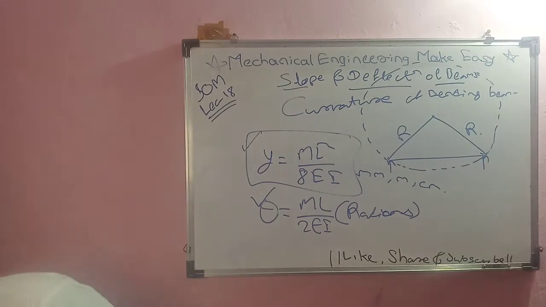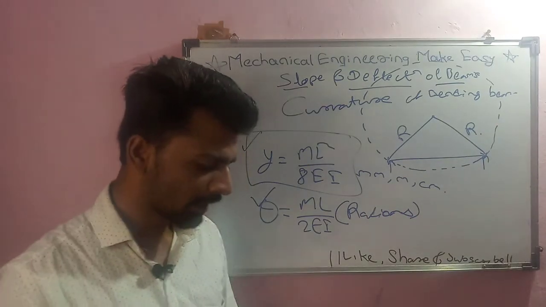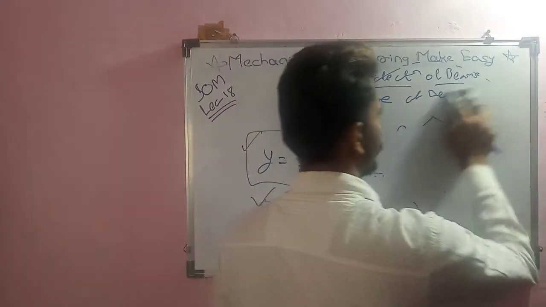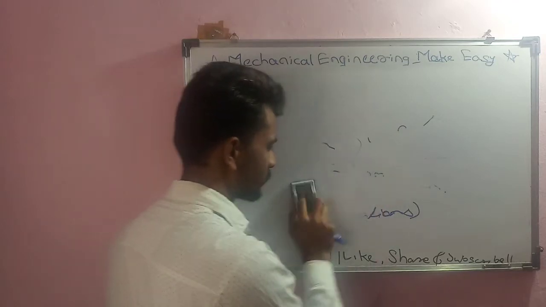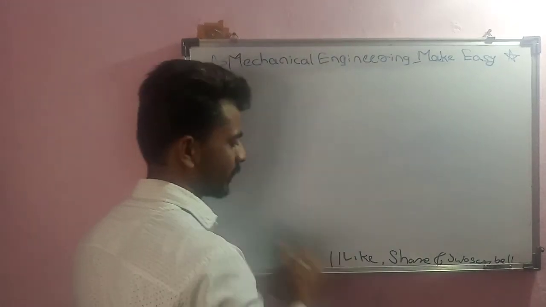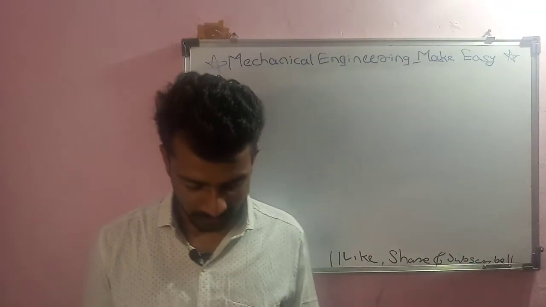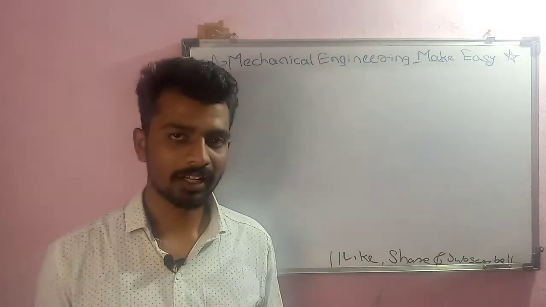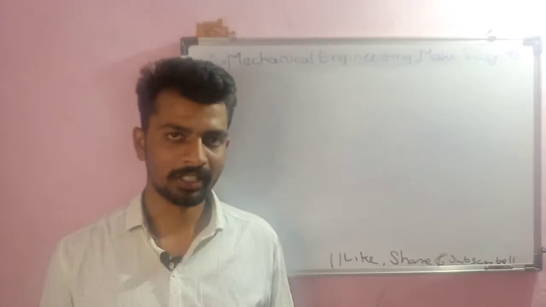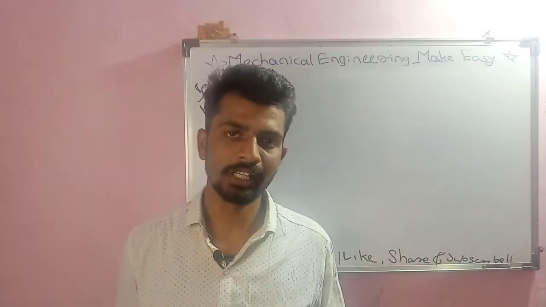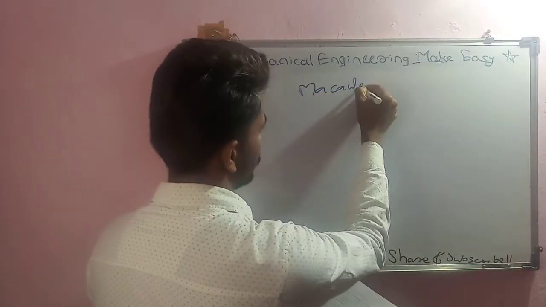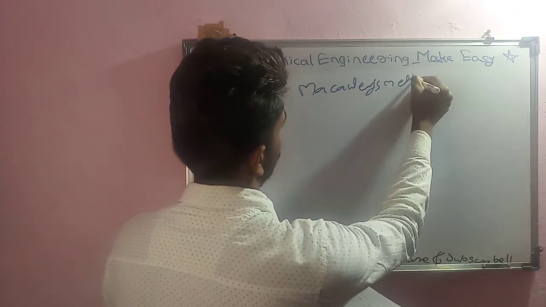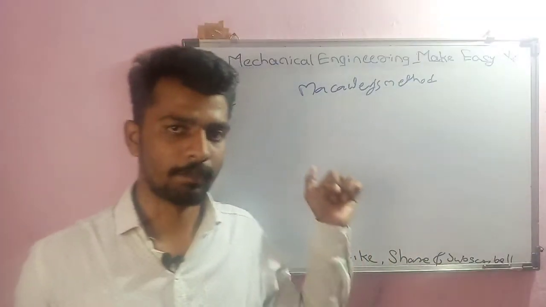Then we will look at another concept, and that is methods for determining slope and deflection. There are 5 to 6 methods to determine the slope and deflection, and from those we will only study one method in detail, and for the other methods I am only giving you names. So what are those methods? First is moment area method, second is conjugate beam method, next is strain energy method, another is double integration method, and last is Macaulay method or successive integration method. So we will use Macaulay method for calculation of slope and deflection.